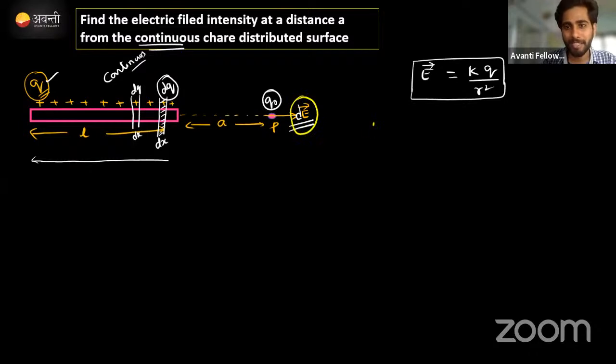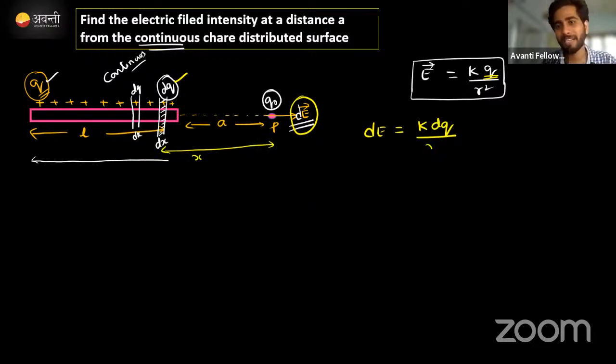dE value will be equal to k dq, replacing this, we need to write dq divided by x squared. This dx will be at a place I will take, x distance. That's why I will write here x squared. I will call this equation number 1. Clear, right? Now only we define like that, guys.